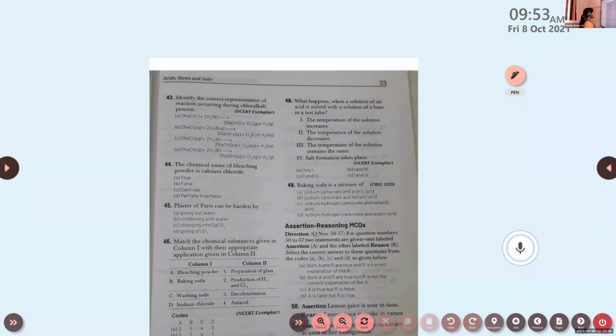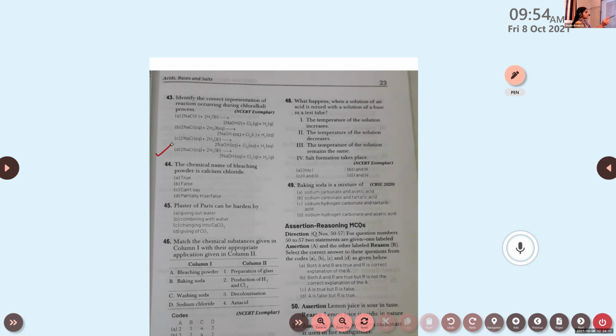Now you can tell me, what about the physical states, among these four options, which one is the correct representation of chloralkali process? Option D. That means NaCl, that is in aqueous state, then water, that is in liquid state, sodium hydroxide in aqueous state, chlorine is a gas, hydrogen is a gas. Okay, that's correct. Option D.